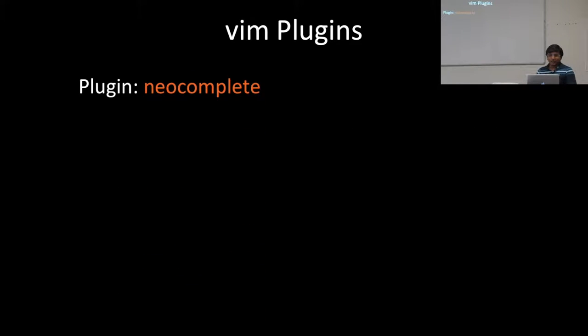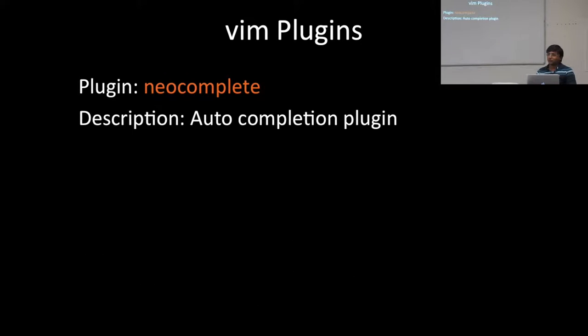The next one is NeoComplete. It is another auto-completion plugin, but I found it is best for me. You can use anyone. There is YouCompleteMe, another auto-completion. There is an OmniCompletion plugin, but I found this is good for me. For HTML, for CSS, for JavaScript, for Perl, for Python, maybe for Ruby, you can name it. And they have compatibility with those languages.